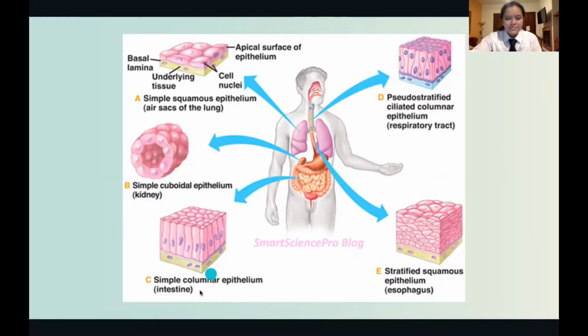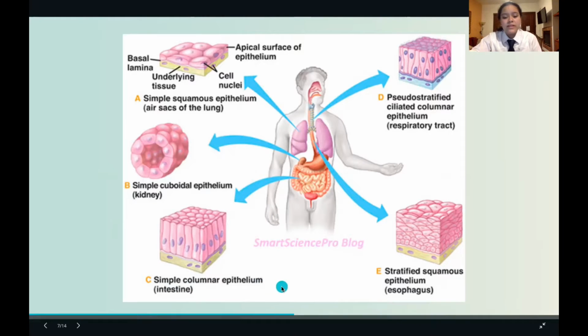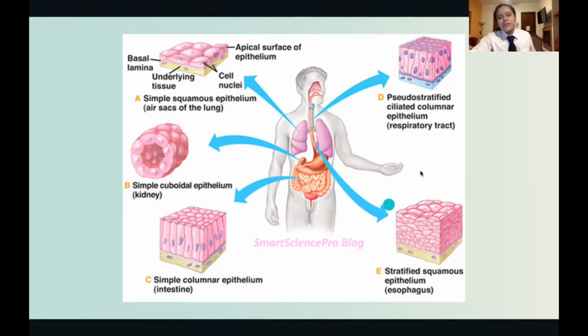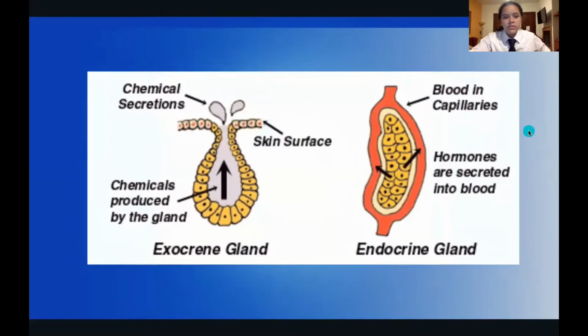Then we have the simple columnar epithelium that we can find in the intestine. Next, we have the stratified squamous epithelium, which we can find in the esophagus. Then, in the respiratory tract, we can find the pseudostratified ciliated columnar epithelium. This is just a quick introduction, okay?